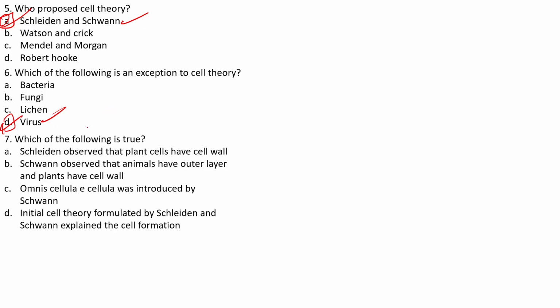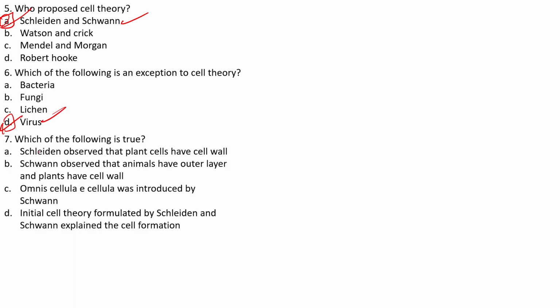Now, which of the following is true? Schleiden observed that plants have a cell wall. Schwann observed that animals have an outer layer and plants have a cell wall. Omnis cellula e cellula was introduced by Schwann. Initial cell theory formulated by Schleiden and Schwann explained cell formation. They are mainly asking which of the following statements is true.